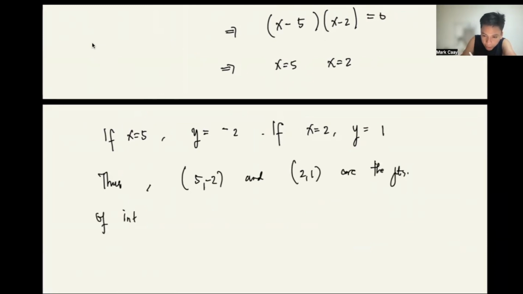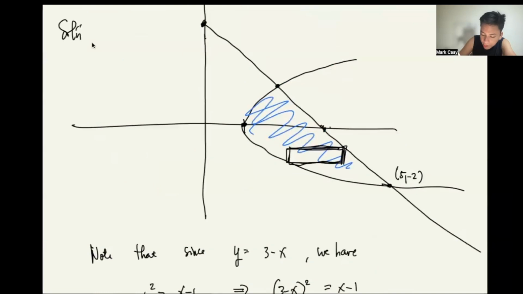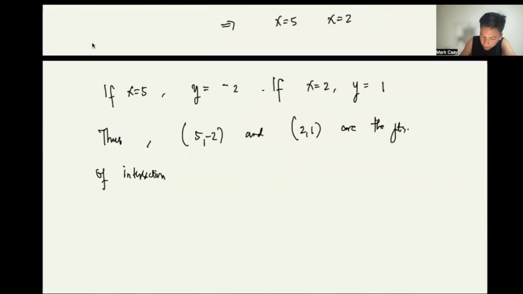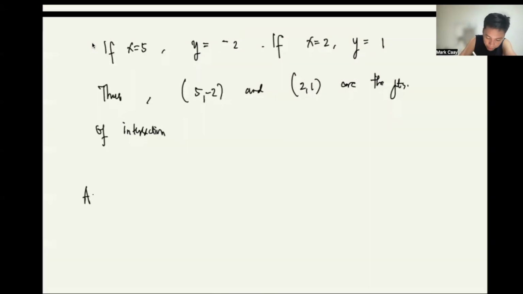Okay, so why I am doing this? Because, balikan natin yung graph. So this is actually the 5, negative 2, and this is actually the 2, 1. Okay, so because of that, we will now have to plot the skeletal of our area. So this is the limit of the sum.